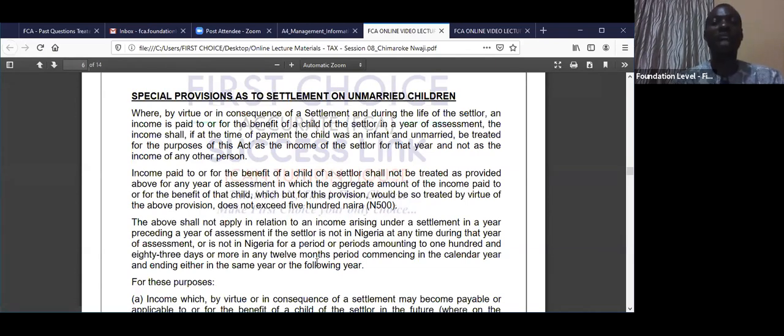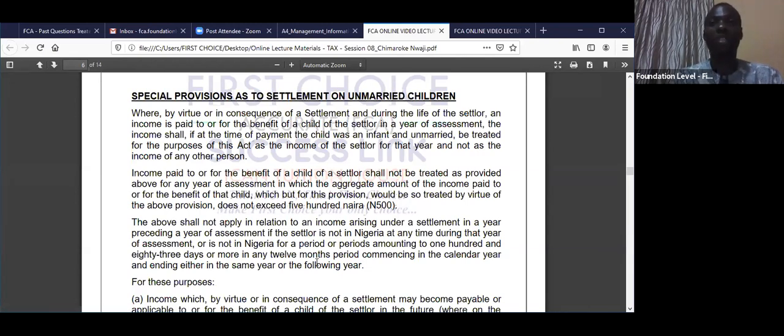The income shall, if at the time of payment the child was an infant, and not only an infant, and is unmarried, that income will be treated as the income of the settlor for that year and not the income of any other person. Now, income paid to or for the benefit of a child of a settlor shall not be treated as provided above for any year of assessment in which the aggregate amount of the income paid for the benefit of the child does not exceed 500 naira.